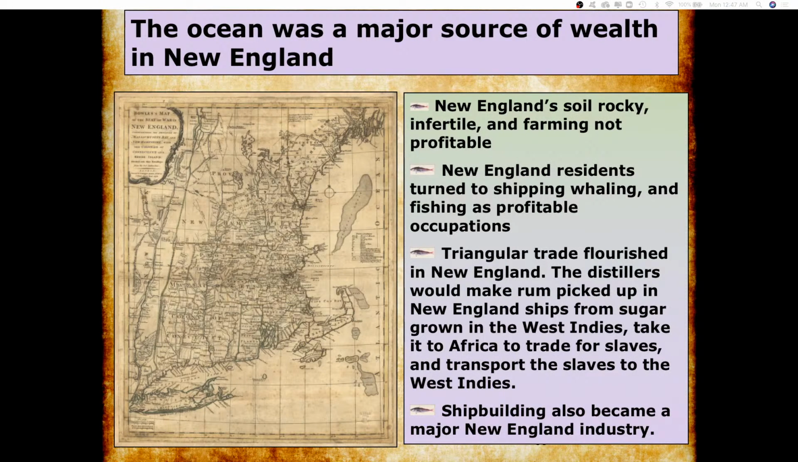So, a little bit more about the triangular trade. Distillers are going to make rum. It's going to be picked up in these New England ships from the sugar grown in the West Indies. So that sugar from the West Indies is going to turn into rum in New England, and it's going to be shipped out, okay? And slaves, of course, coming from Africa going to the West Indies. Now, that is your greater triangular trade.